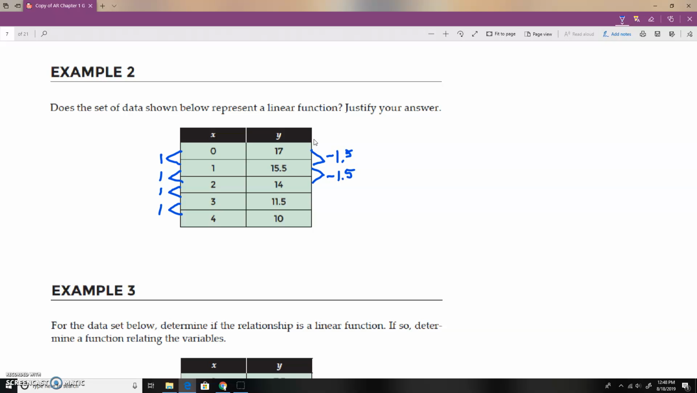Okay, we subtracted 1.5 here. But as we get to this step here, when we do our subtraction, 11.5 minus 14, we actually get negative 2.5. And here again, we get negative 1.5. Well, if you look at this value, this one is not the same as the others. So the answer would be no, it is not a linear function.